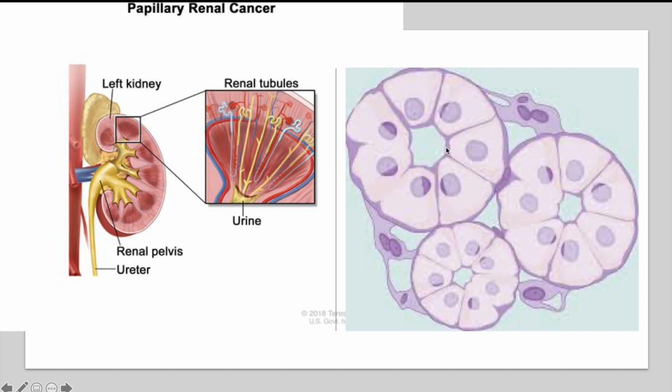This is the apical surface, right? And in here would be the fluid that eventually turns into urine that is being made by these, what we call nephrons of the kidney.